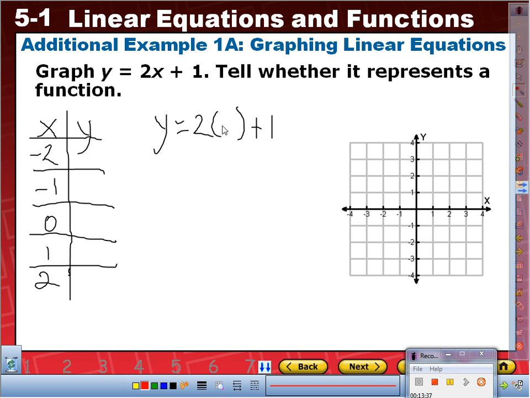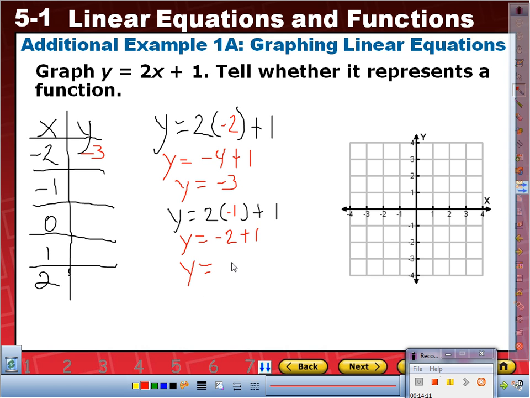So what is my first value? -2. So y equals, what is 2 times -2? -4 plus 1. What is -4 plus 1? -3. That goes right there. Are we there so far? Hold on. Let me do another one so you can see it. I write this again. Y equals 2, open parentheses, plus 1. What would be my next value? -1. So therefore, y equals 2 times -1. That's -2 plus 1, which is -1. That goes here.